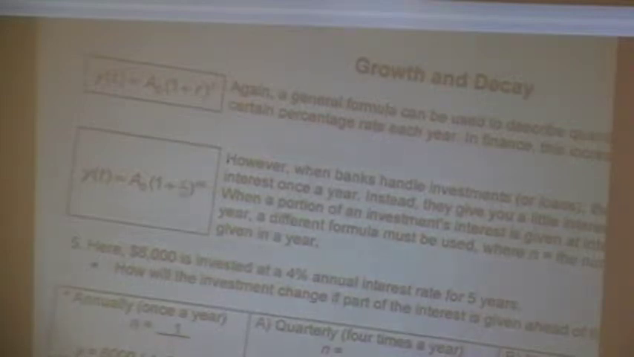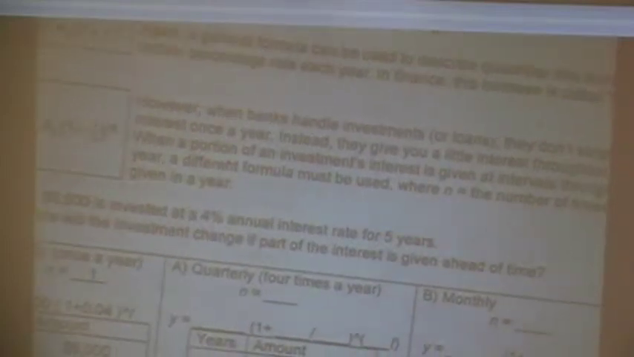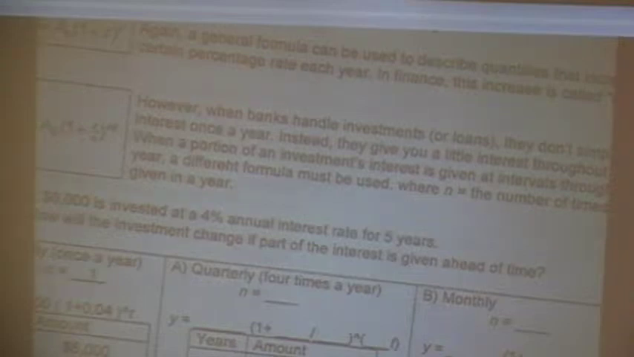So it says a general formula can be used to describe quantities that increase at a certain percentage rate. In finance, we call it interest. However, when banks handle investments or loans, they do not simply apply your interest once a year. Instead, they give you a little bit of interest throughout the year. So let's say you put $500 in the bank on January 1st, 2016. They are not going to wait until January 1st of 2017 and give you your interest then. They are going to give you your interest at some interval along the way. So the formula has to change slightly.